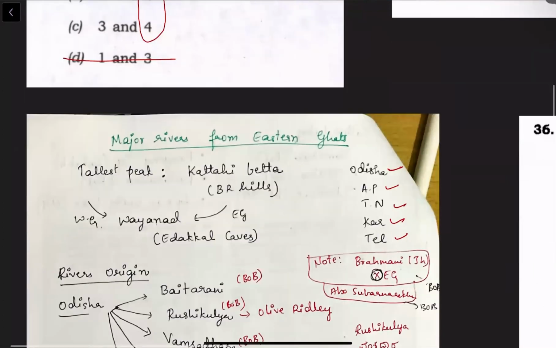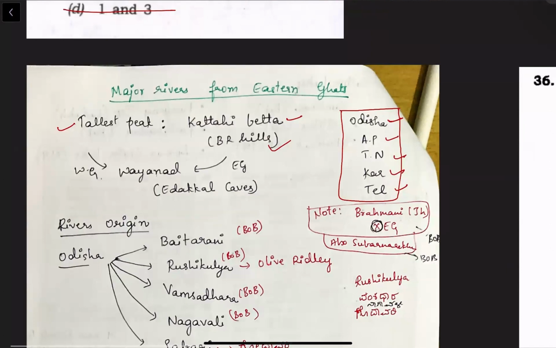Here, we have to cover important facts like the states in which the Eastern Ghats are found, which we have covered. Then the tallest peak of the Eastern Ghats is Kattahi Betta, in the Biligiri Ranga Hills. Biligiri Ranga is one of the tiger reserves in Karnataka. And the point where the Western Ghats and Eastern Ghats meet is Wayanad.